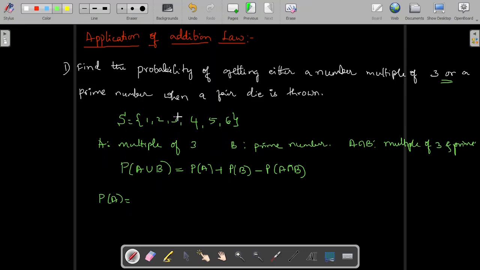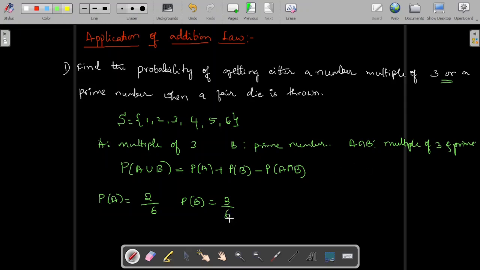Multiple of 3: 3 and 6. So P of A is 2 divided by 6. P of B, equal to prime number. Which are the prime numbers among these? They are 2, 3 and 5. So there are 3 outcomes favorable to this event out of a total of 6 outcomes.